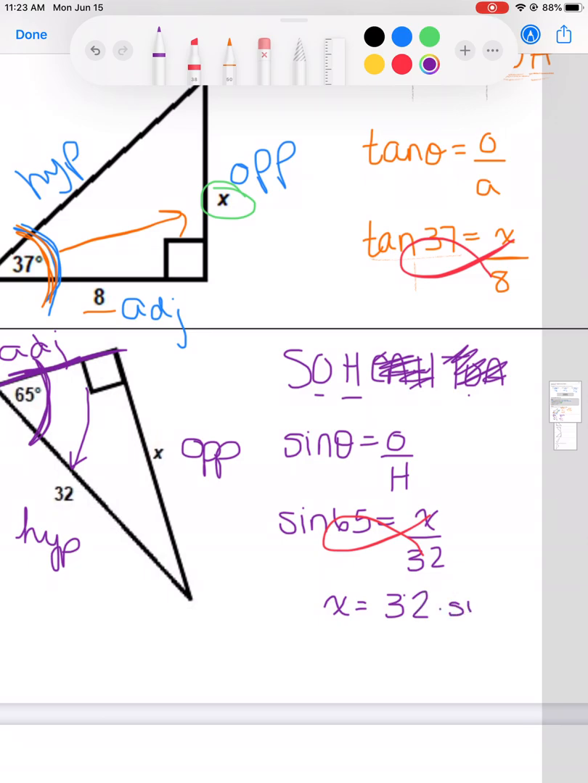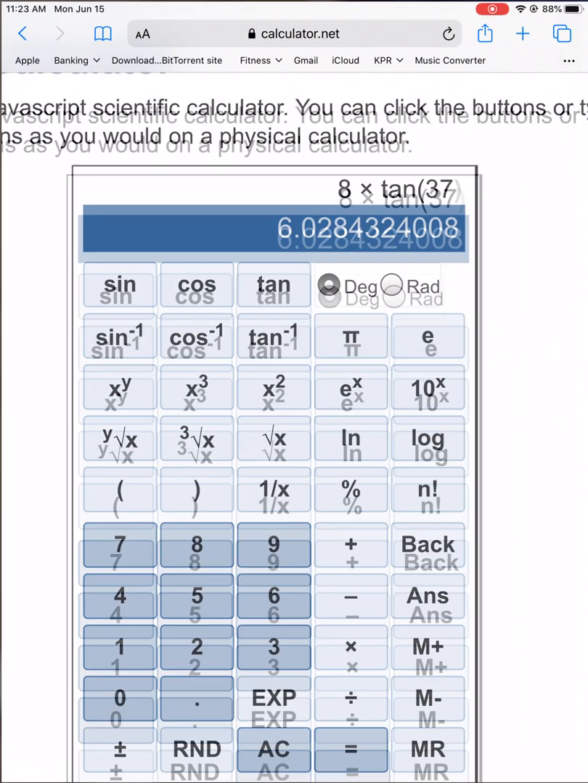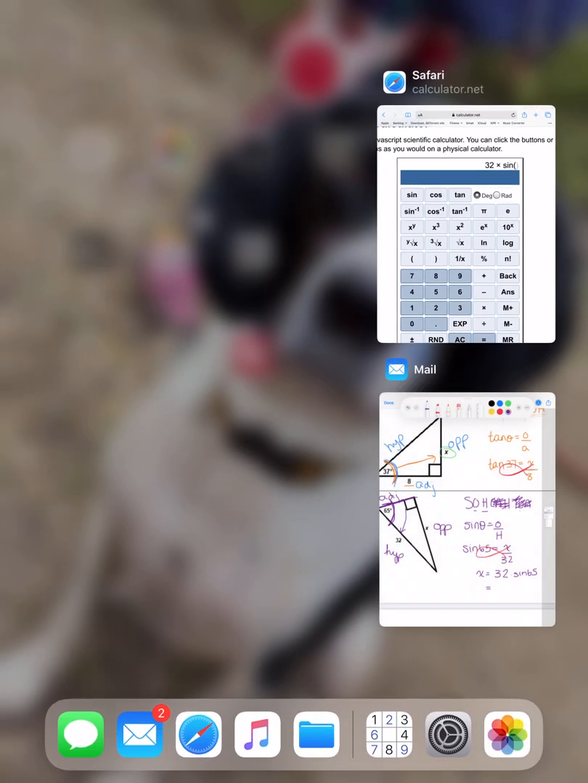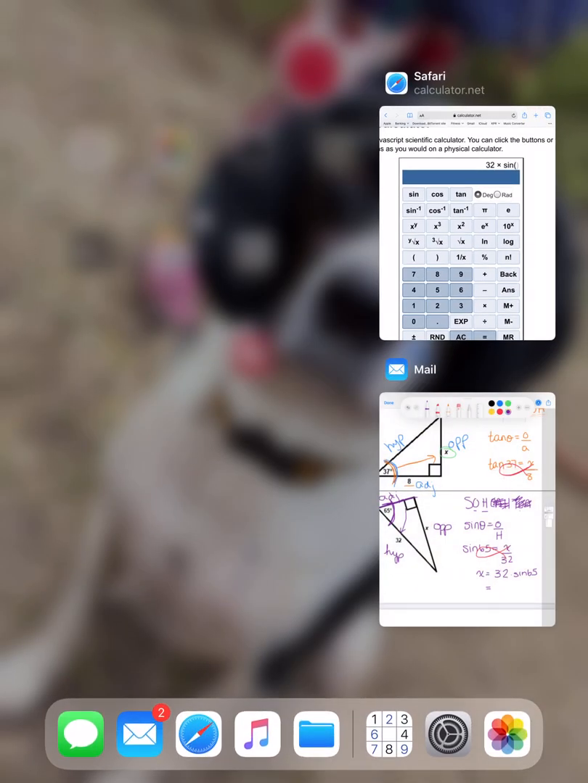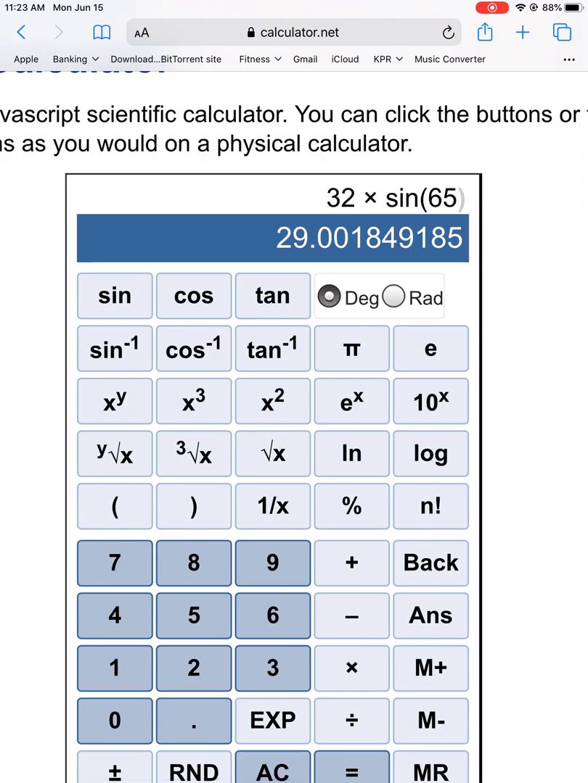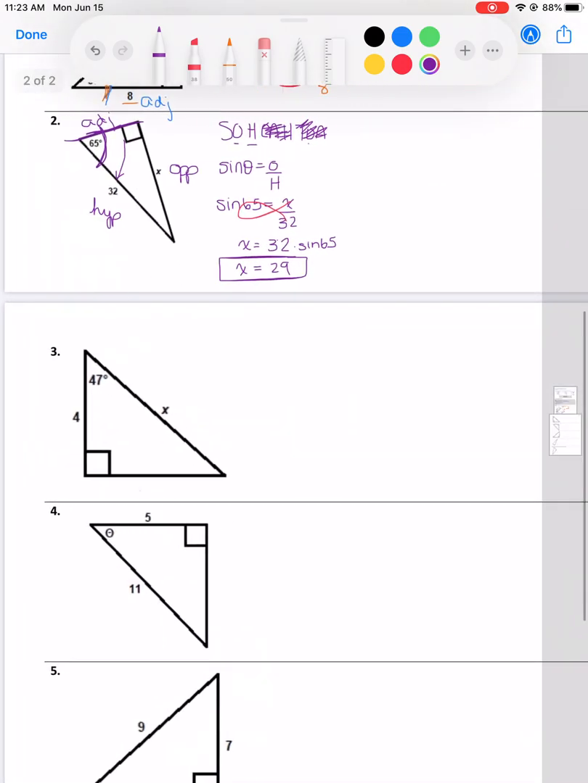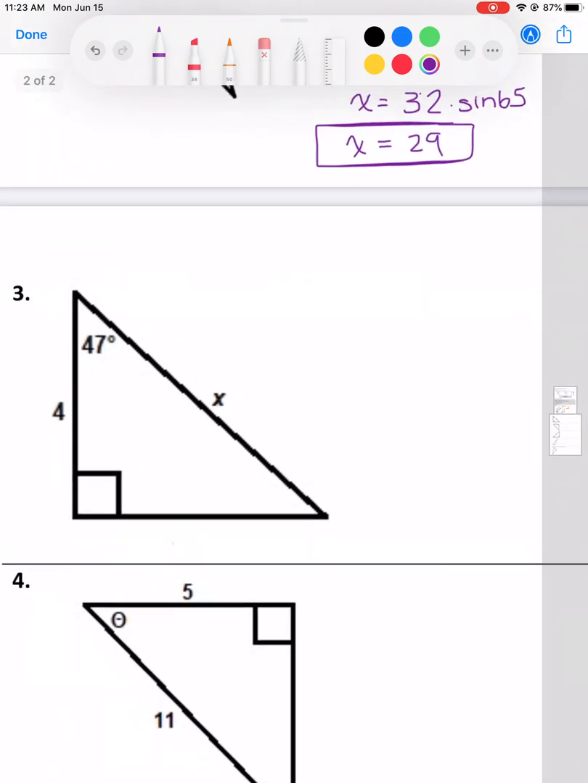32 times sine 65 divided by 1, but whenever it's divided by 1, it's always the same thing. So we're going to do 32 times sine, what was it? 65, 29. X is equal to 29. No units. That's good enough. Okay. Let's keep going.